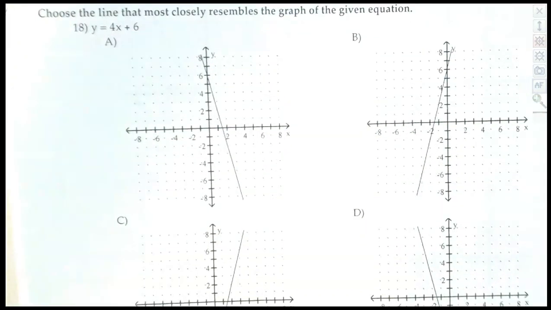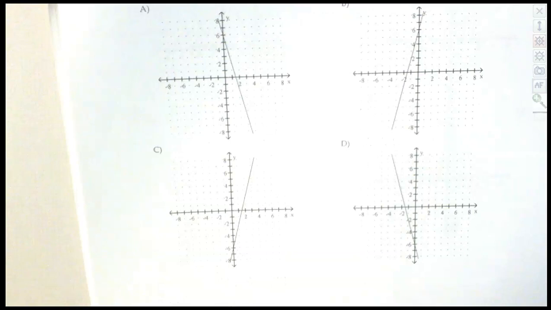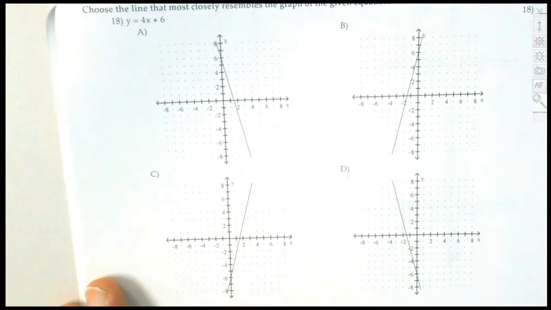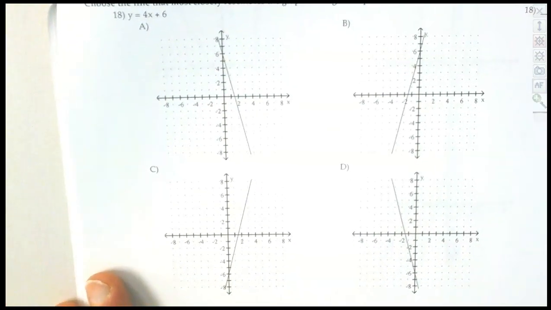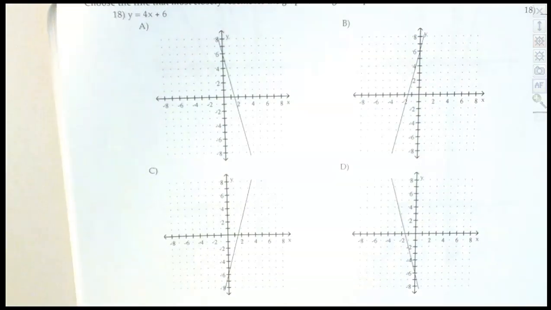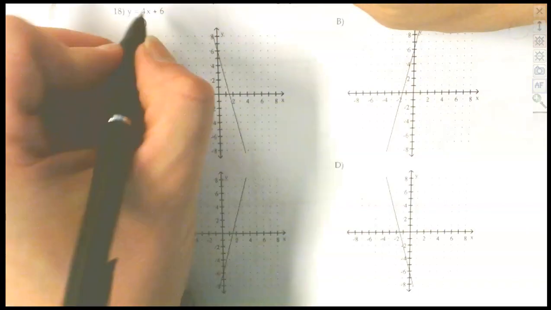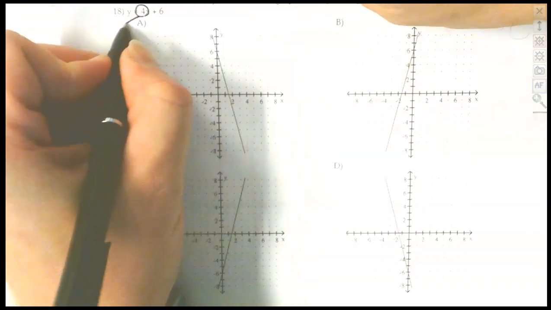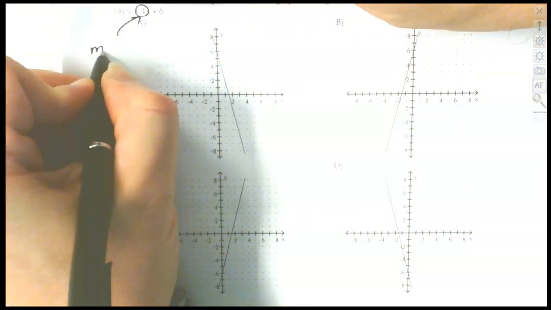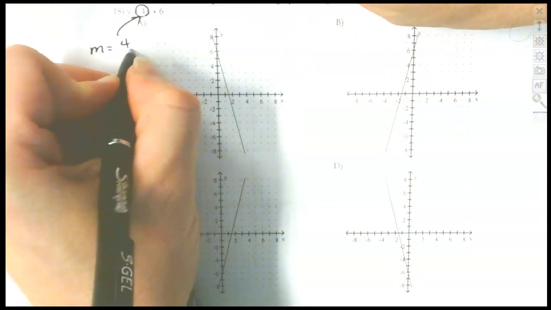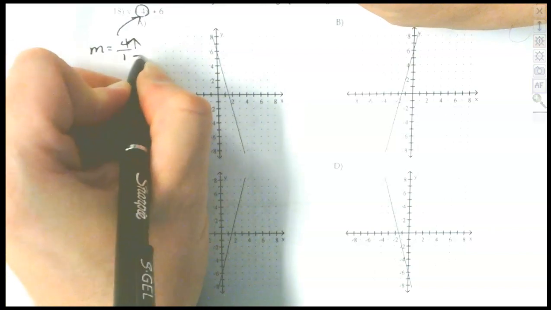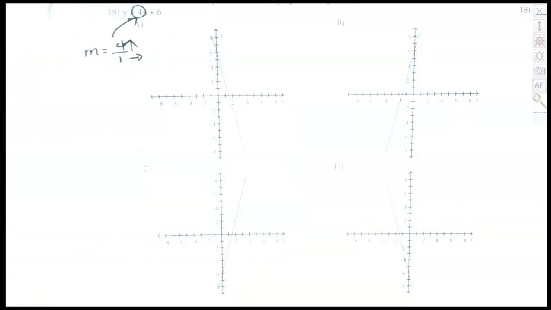And question 18, we've got some choices here. And we're going to go through these choices, and we're going to figure out which one looks like our graph of our equation here. So let's think about what we know first off. We can eliminate some of these choices because what does this 4 represent? Well, this 4 right here, that's going to be your slope. And that's going to be 4 over 1. So that means we're going to go up 4 and we're going to go over 1.